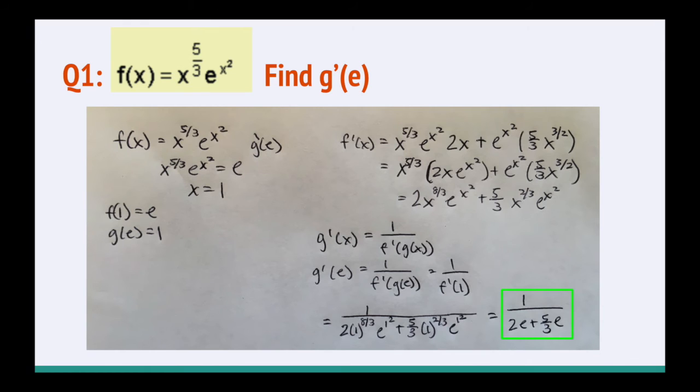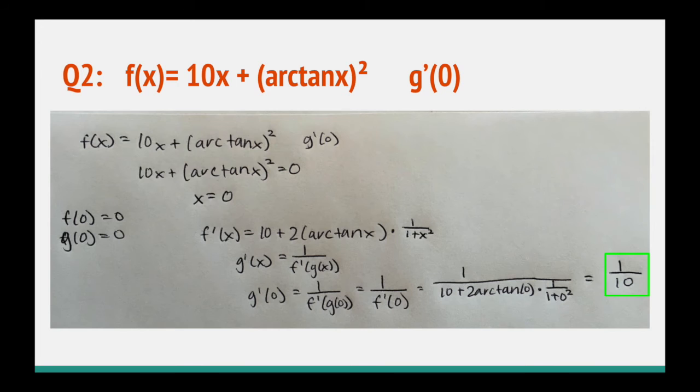For our second question, we have f of x equals 10x plus arctan x squared, and we're asked to find g prime of 0. We set up the equation 10x plus arctan x squared equals 0. x can only equal 0 to satisfy the equation. So f of 0 equals 0 and g of 0 equals 0. Now we find f prime of x, which equals 10 plus 2 arctan x times the derivative of arctan x, which is 1 over 1 plus x squared, as we found earlier in this video.